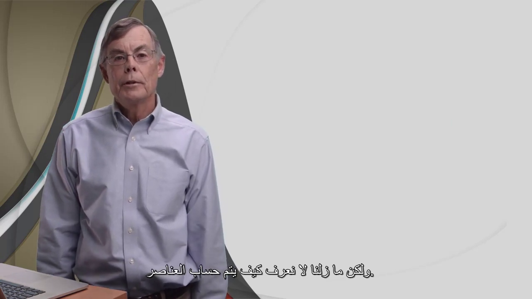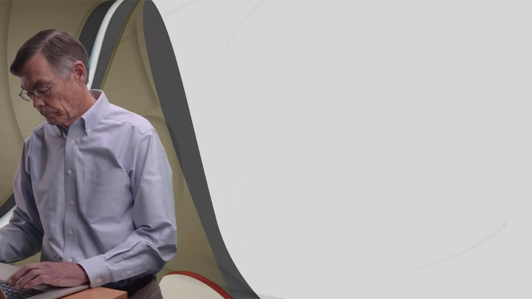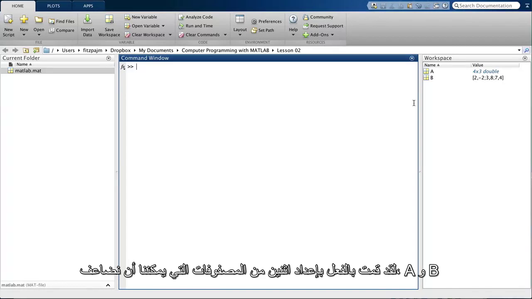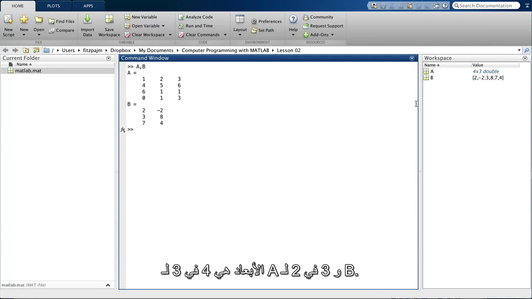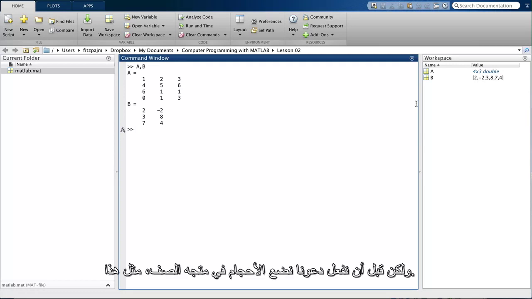So we know the shape of z, but we still don't know how its elements are calculated. Let's use MATLAB to see how that's done. I've already prepared a couple of matrices that we can multiply, A and B. The dimensions are 4 by 3 for A and 3 by 2 for B. Since the width of A is equal to the height of B, we can do matrix multiplication of A times B. But before we do, let's put the sizes into a row vector, like this.